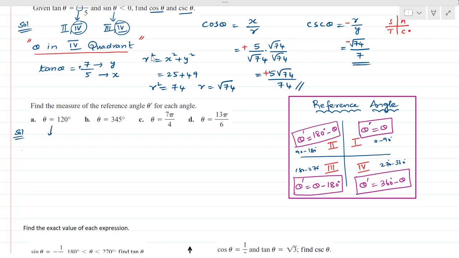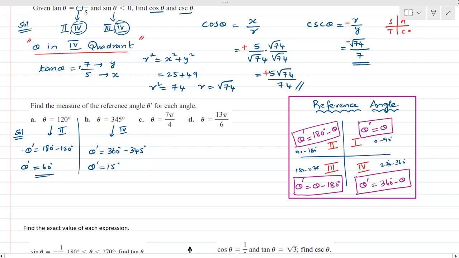So it is 120, it is in the second quadrant, so for the reference angle I have to subtract from 180. So 180 minus 120, which is equal to 60 degrees. So this is my reference angle for the first one. Now similarly the next one, it is in the fourth quadrant, so I have to subtract from 360. So the reference angle is given by 360 minus 345, which is equal to, theta prime is equal to 15 degrees.